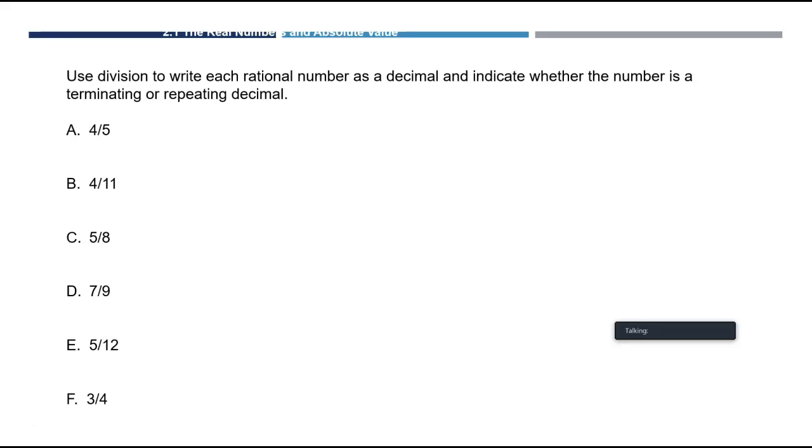So number 1, 4 divided by 5. So what you're going to do is take the number 4 divided by 5, because a fraction is really just a representation of division. So how many times does 4 go into 5? It goes in 0.8.